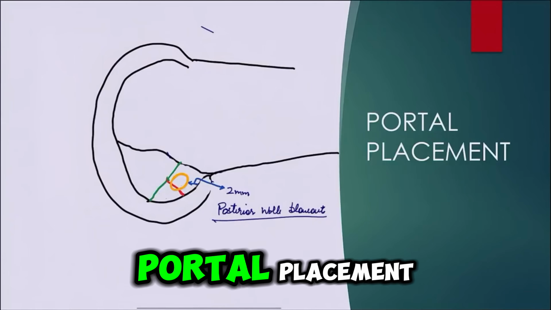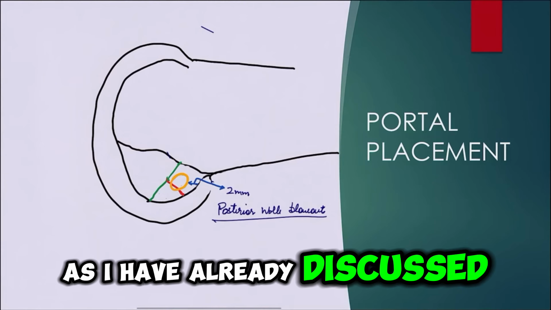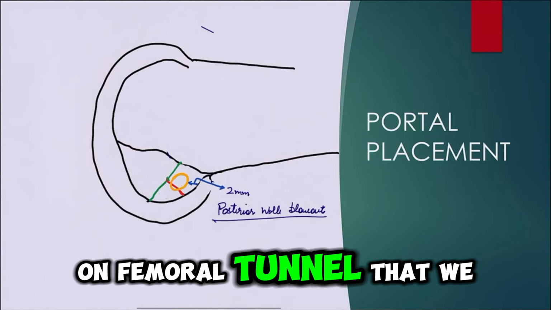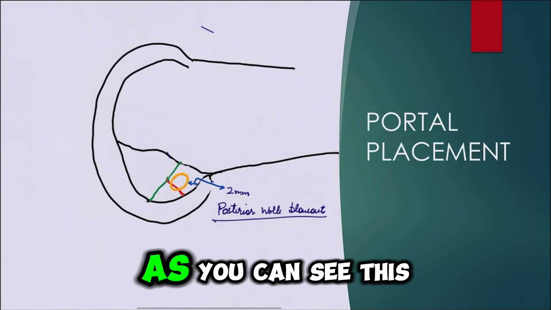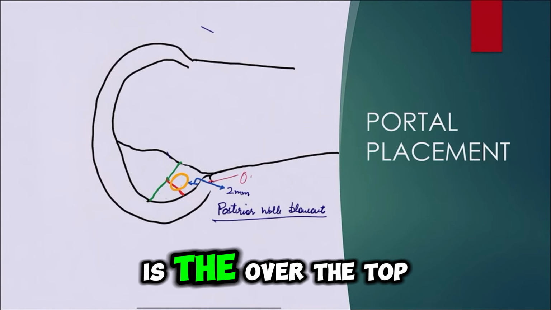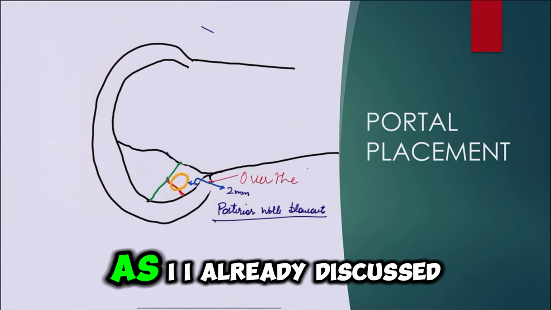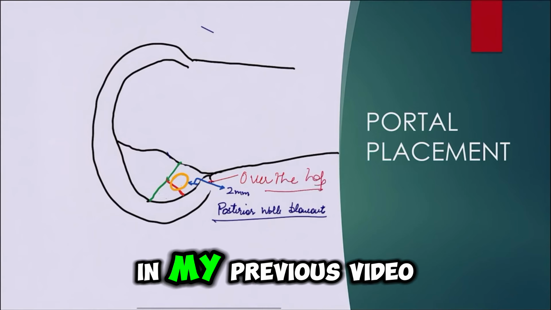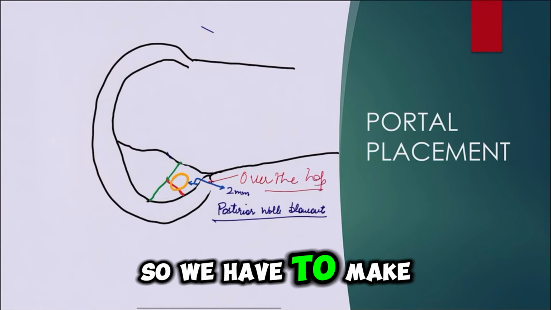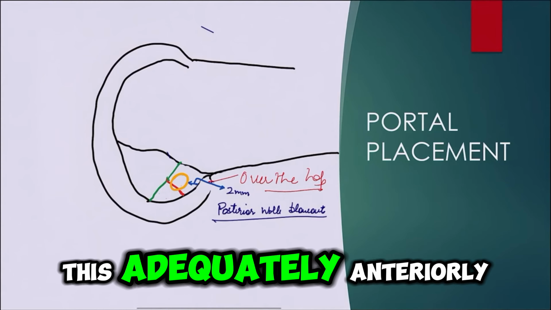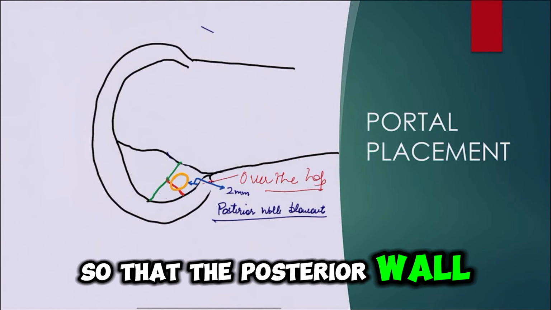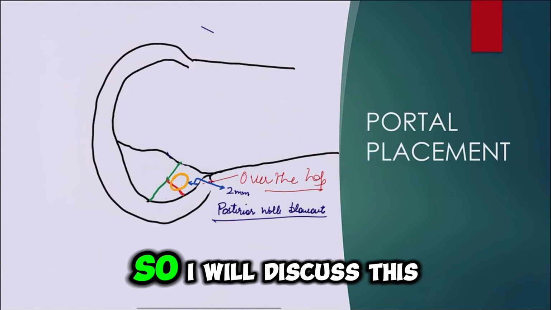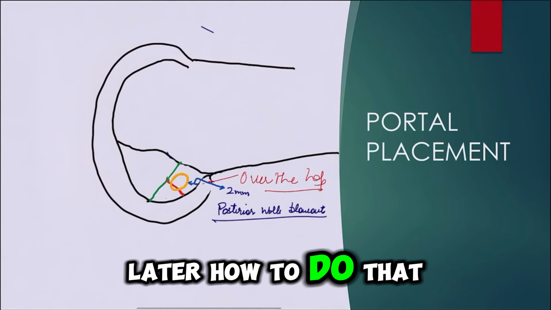First of all, there is portal placement. As I have already discussed in my video on the femoral tunnel, we have to make this portal, and as you can see, this is the over the top position. So we have to make this adequately anterior to the over the top position so that the posterior wall blowout doesn't happen. I will discuss later how to do that.